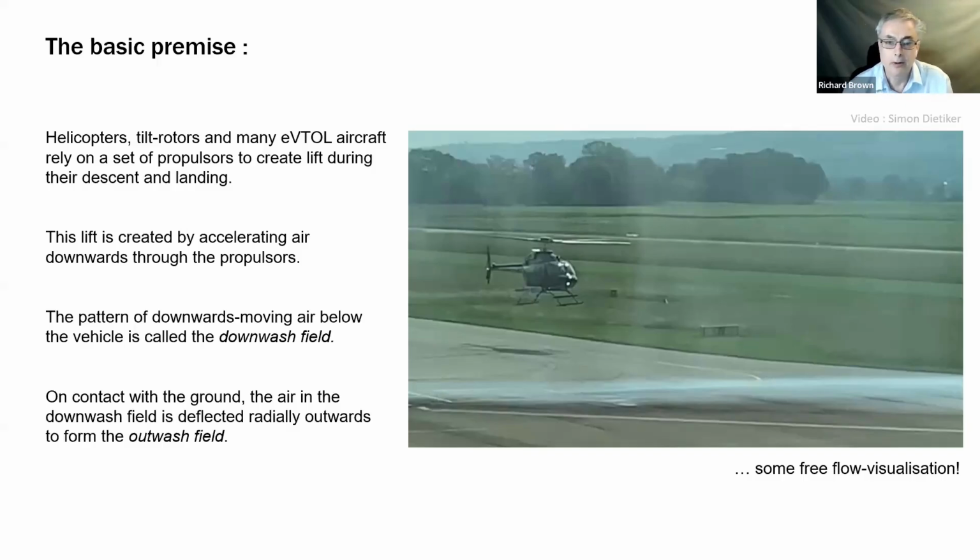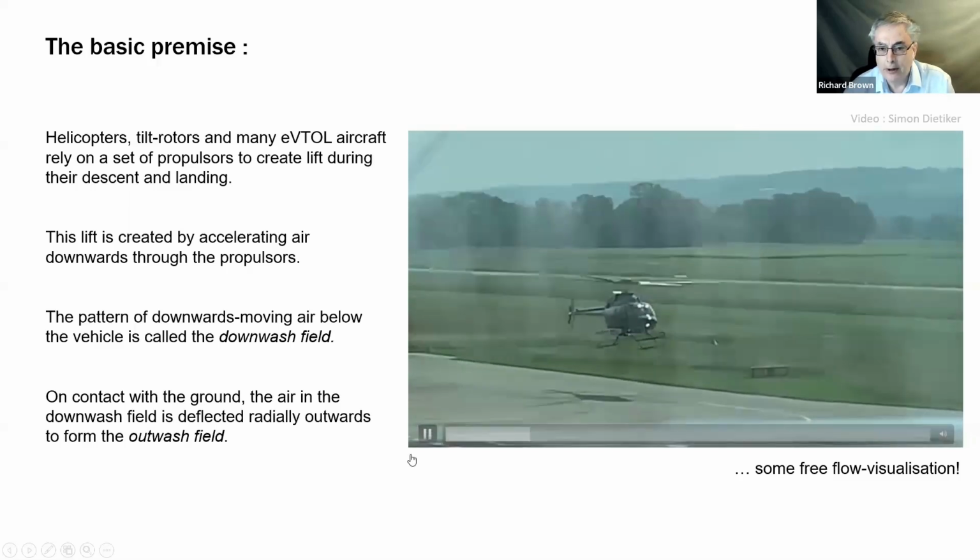And I'm not going to talk about the downwash field in much detail tonight at all. Rather, what I'm going to talk about is what happens when that air comes in contact with the ground. What happens then is that the air in the downwash field is deflected radially outwards to form what we call the outwash field.